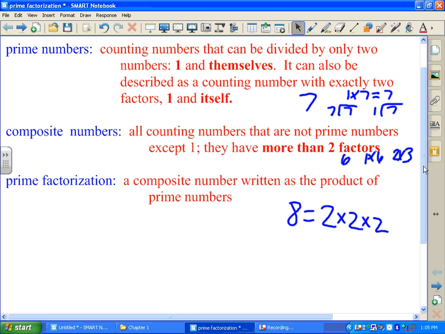Now, I will give you a few minutes to catch up to that, and then I want you to draw a line under prime factorization, and I want you to be ready to start writing the steps for prime composite numbers. Okay.